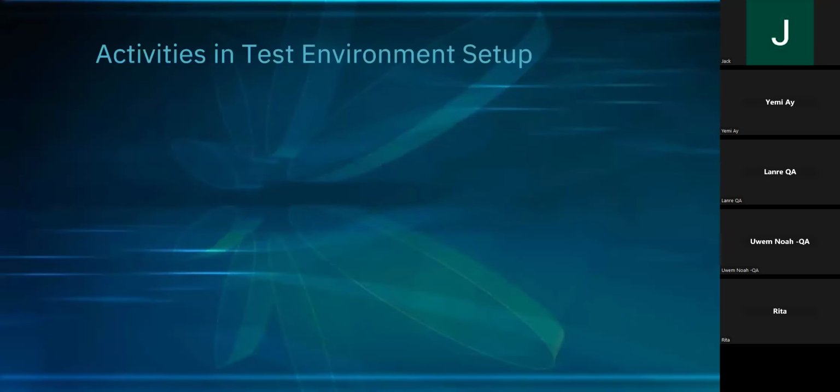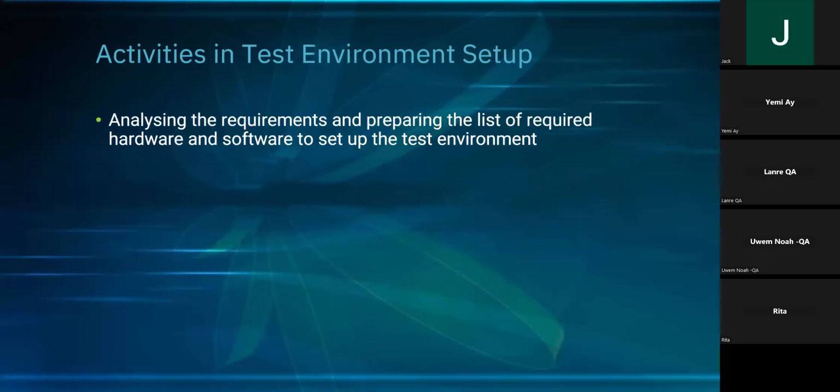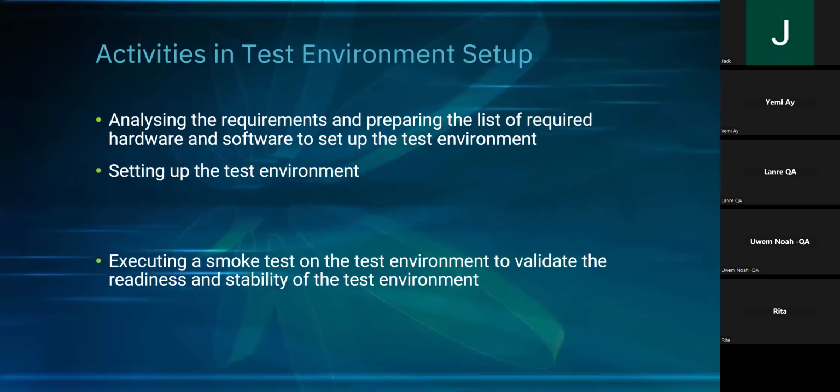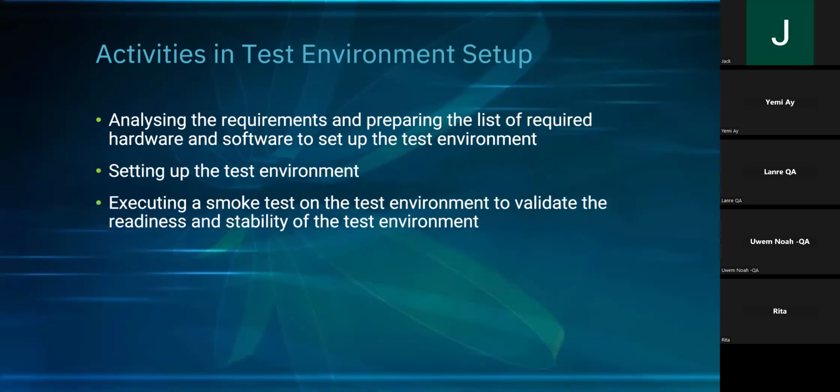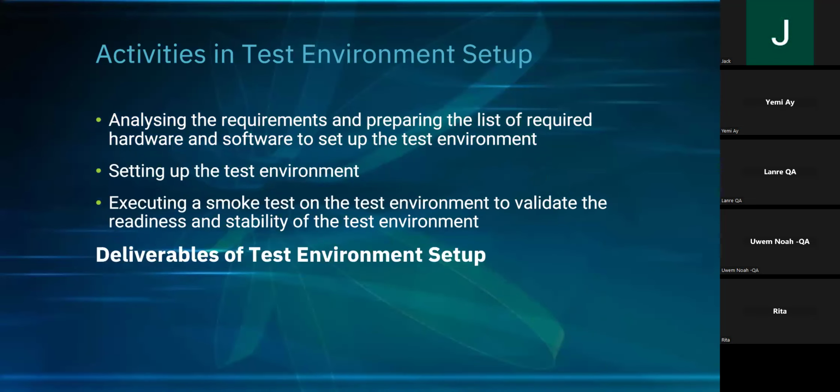So the activities are: analyzing the requirements, preparing the list of required hardware and software to set up the environment, setting up the test environment, and executing a smoke test on the test environment to validate the readiness and stability of the test environment. So these are activities to be done when you're setting up.